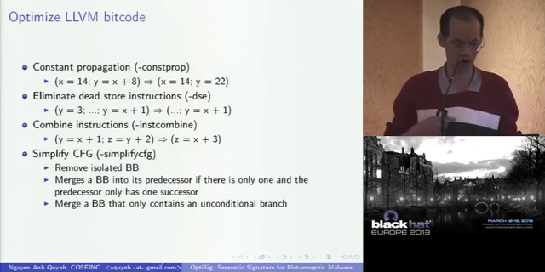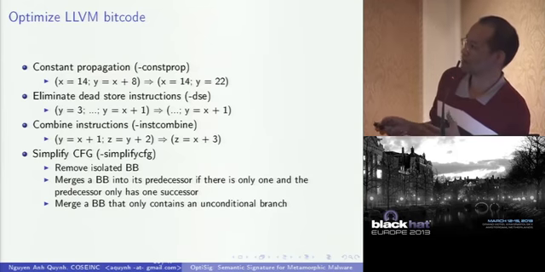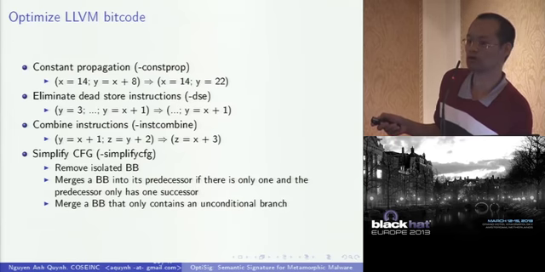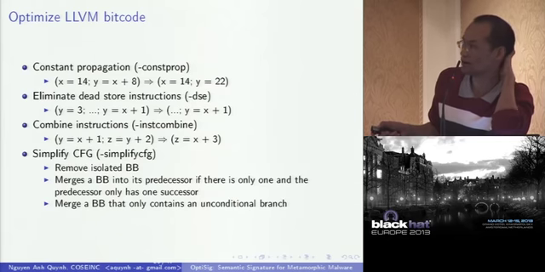After that, we optimize the bitcode we got from the normalization step, and here are some optimizations I am using. First one, constant propagation. This LLVM pass can simplify the code here, like y equal to 22. Another optimization is eliminating dead store instructions. We have simple code here, and you can see that y equal to 3 is dead code, right? And the DSE pass can remove this code.